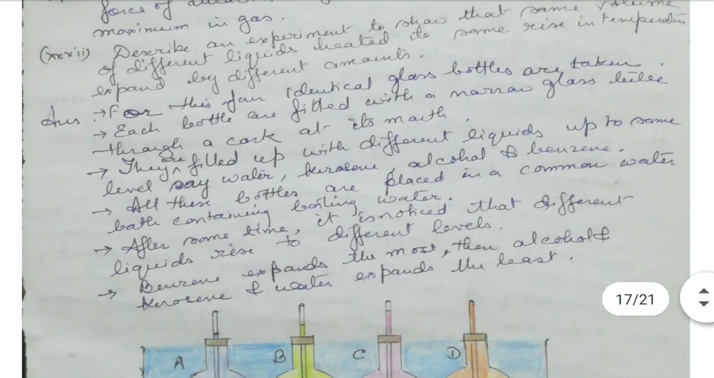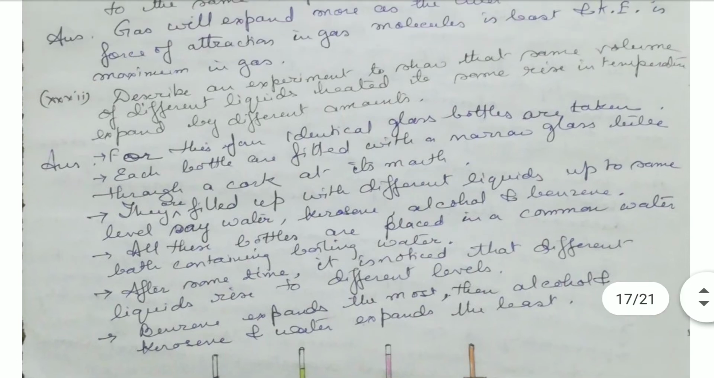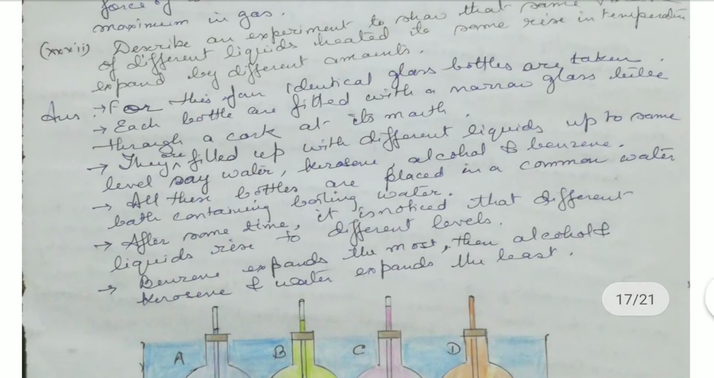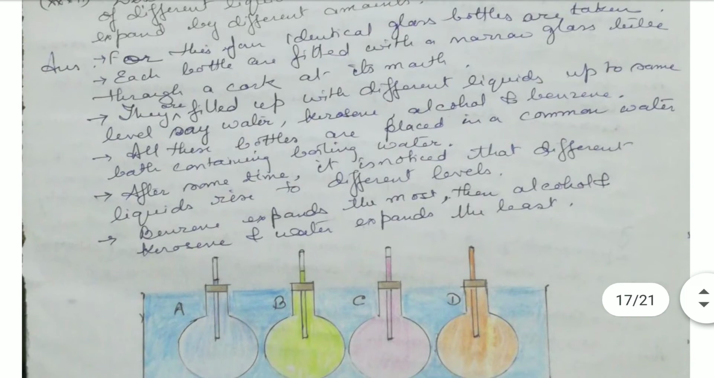Describe an experiment to show that the same volume of different liquids heated to the same rise in temperature expands by different amounts. For this, 4 identical glass bottles are taken and each glass bottle is fitted with a narrow glass tube through a cork at its mouth. Now they are filled up with different liquids up to the level, say water, kerosene, alcohol and benzene. 4 liquids are taken: water, kerosene, alcohol and benzene.